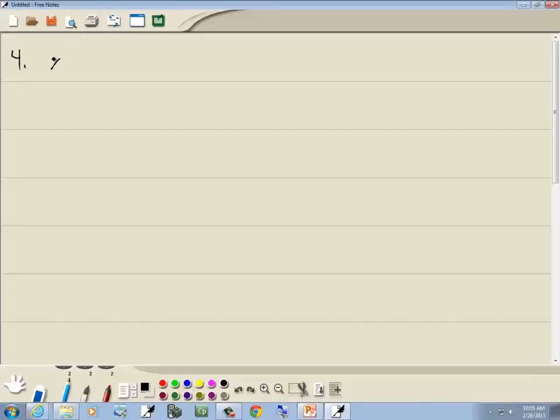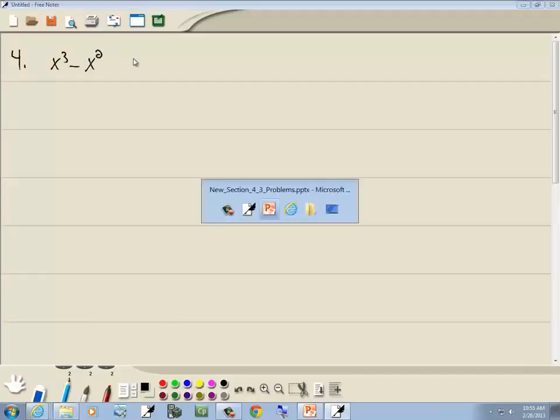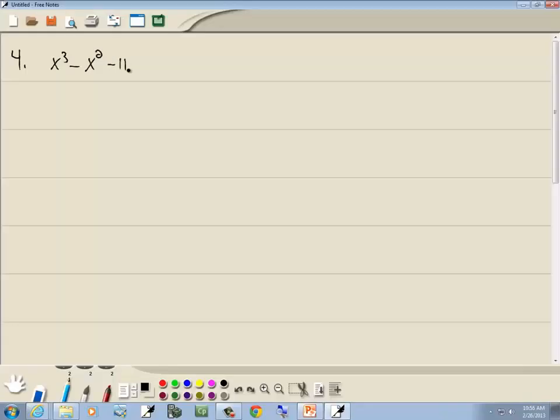Got x to the third minus x squared minus 11x plus 3 divided by x plus 3. Okay, let's set up into our long division form. There we go. Now again, we look at the first term of each, decide what to put up on top.